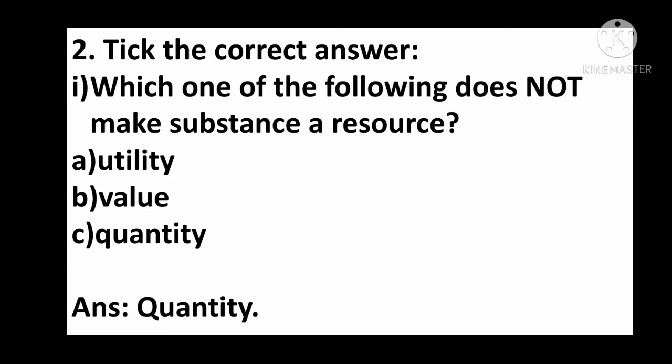Question number 2. Tick the correct answers. Question number 1. Which one of the following does not make a substance a resource? Options are utility, value and quantity. So here the question is asked in the negative form, that is, which one of the following is not a resource? While explaining the chapter I told you utility and value are two important factors which make a substance a resource, right? So here the answer is quantity. Quantity is the one which doesn't make a substance a resource. Okay, so the answer is quantity.